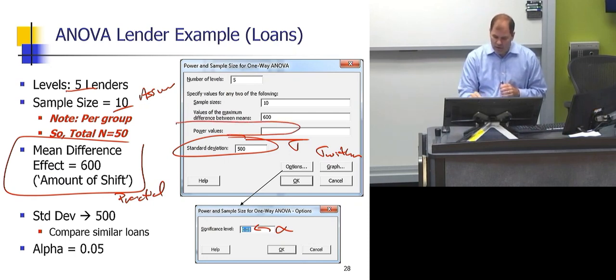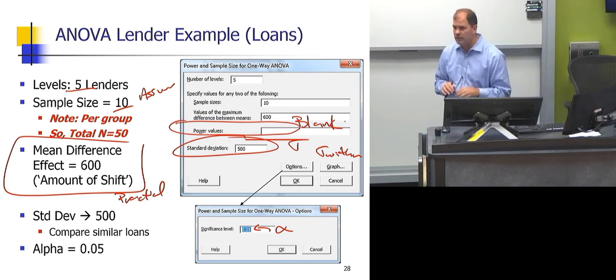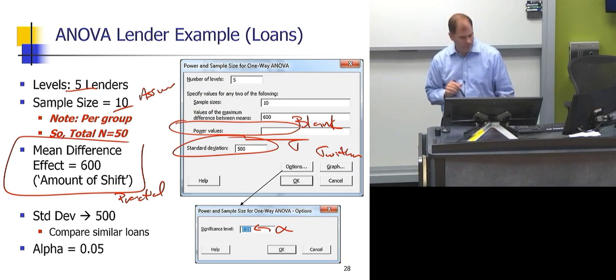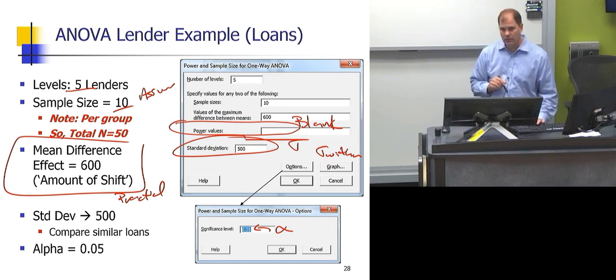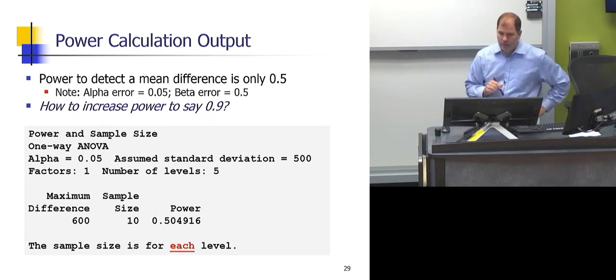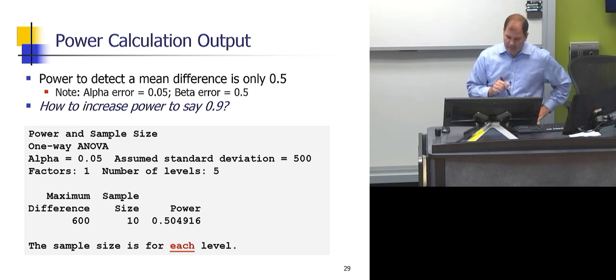What we're doing here is we're leaving the power blank. Remember, we had to pick 2 of 3. We're going to leave the power field blank. Are we okay? If we go ahead and do this, my power to detect the mean difference is calculated for me.